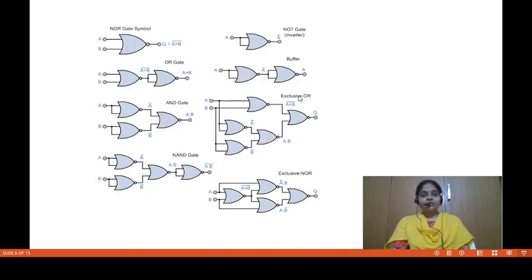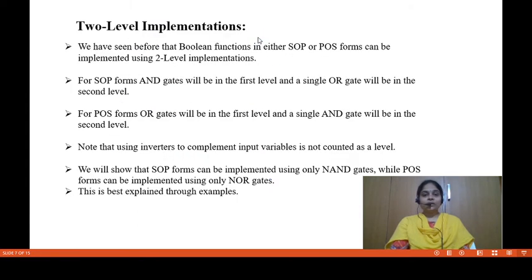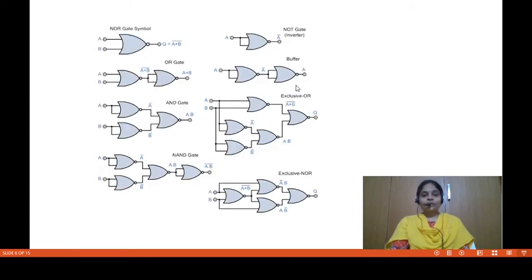And this is the representation of how you can implement these by using NOR gates, and how you can implement the OR gate, and the XOR and XNOR gates by using the NOR gate.